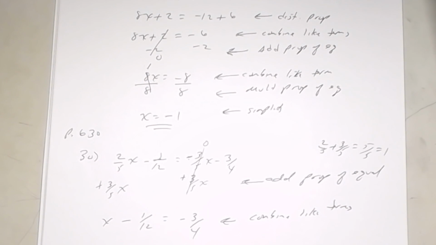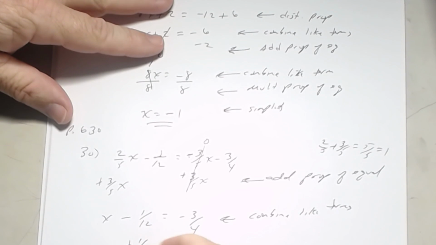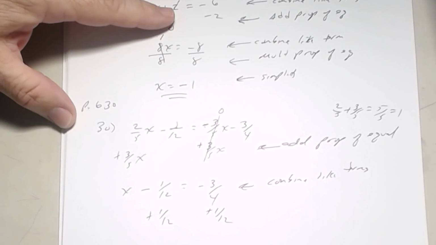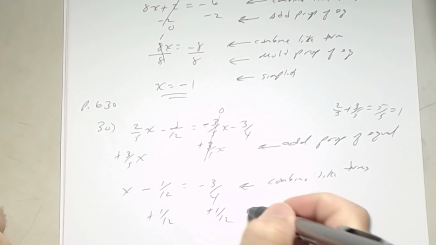Now I still have to use what property still? The addition property of equality. So I got to get that x by itself, right? Right now I'm subtracting a 12th. What's the opposite? Adding a 12th to both sides. And so that's the addition property of equality.